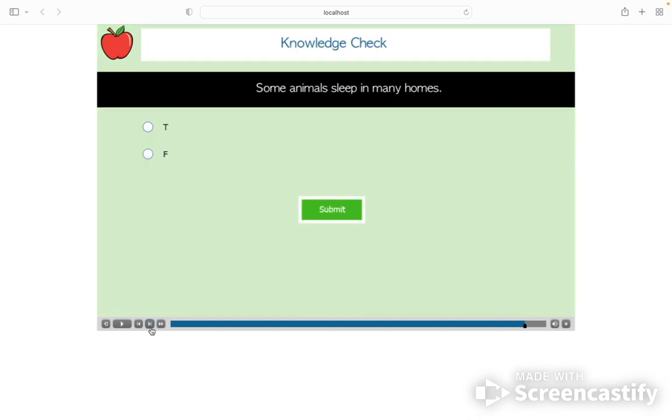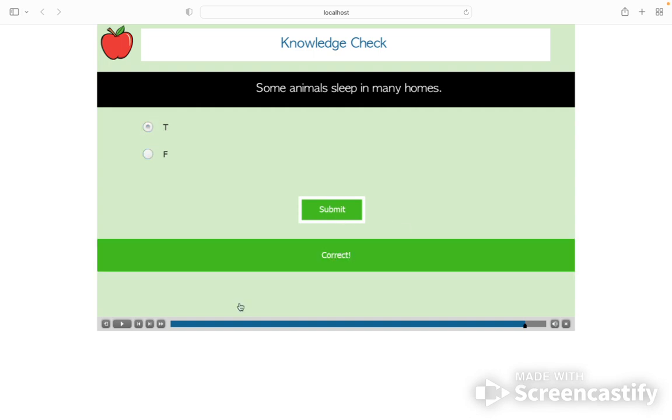In my next slide, I chose to do two true and false questions. I omitted numbering the answers on the side by A and B or 1 and 2. It just gets them confused, and this is just really simple. I don't need an A and B over here. I just want to know, do they know it? So the statement is some animals sleep in many homes. If I put false, it would say try again, and then I would put true.